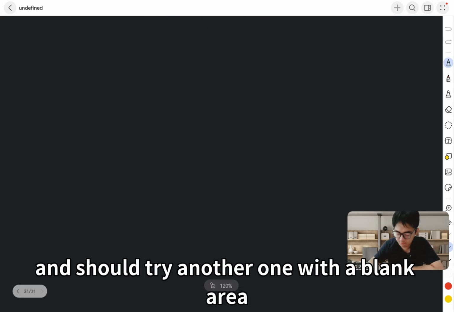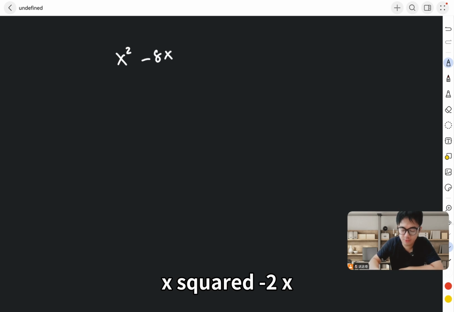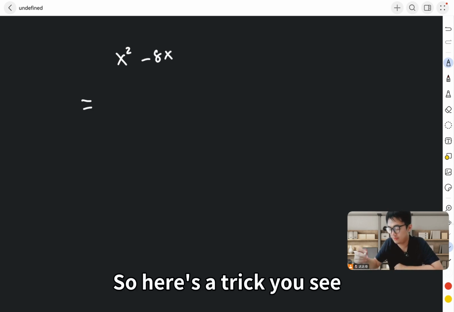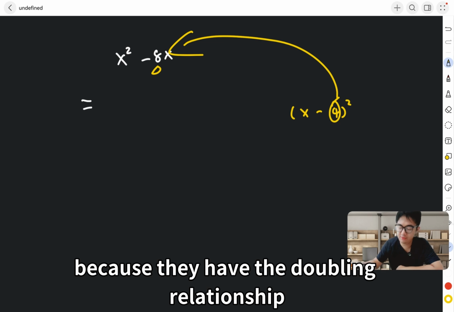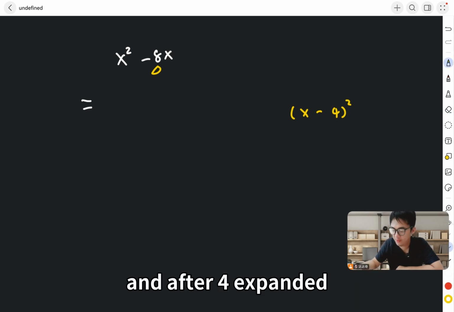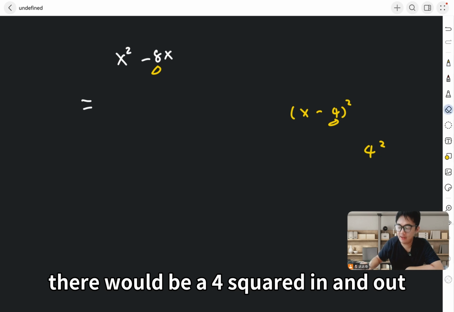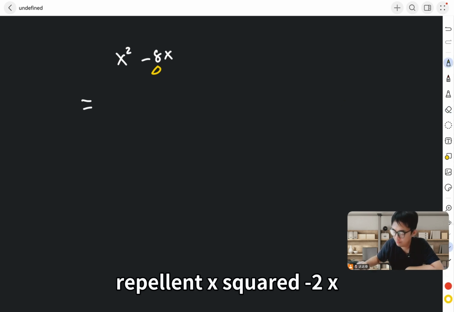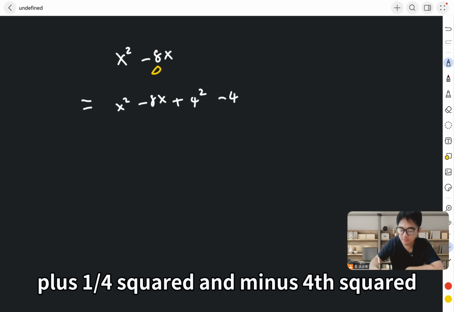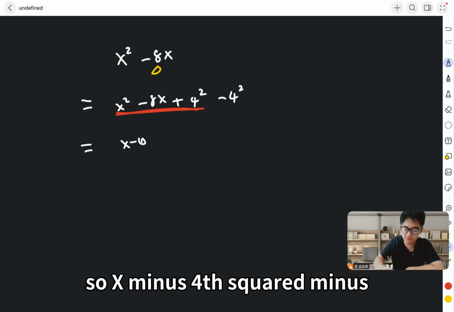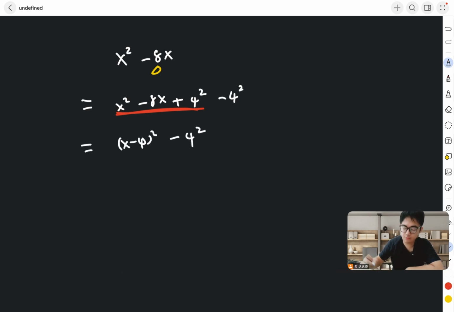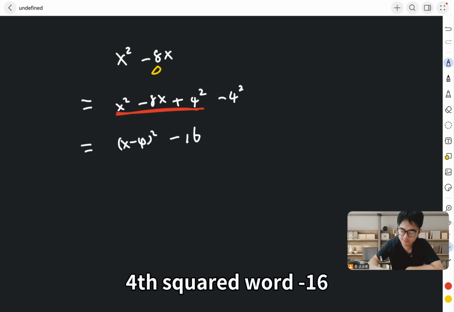And you should try another one with a blank area, x squared minus 2x. So here is a trick. You see, it's minus 8. So something inside the bracket must be 4, because they have the doubling relationship. And after 4 is expanded, there will be a 4 squared in and out. So I can just replenish it. x squared minus 2x plus 4 squared and minus 4 squared. So here they have a perfect squared relationship. So x minus 4 squared minus 4 squared, or minus 16.